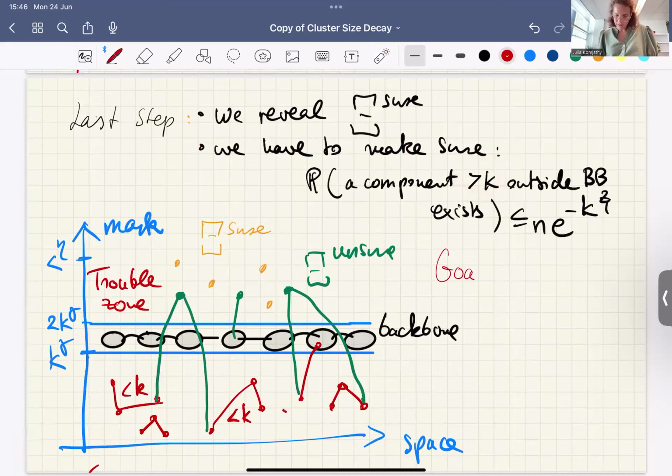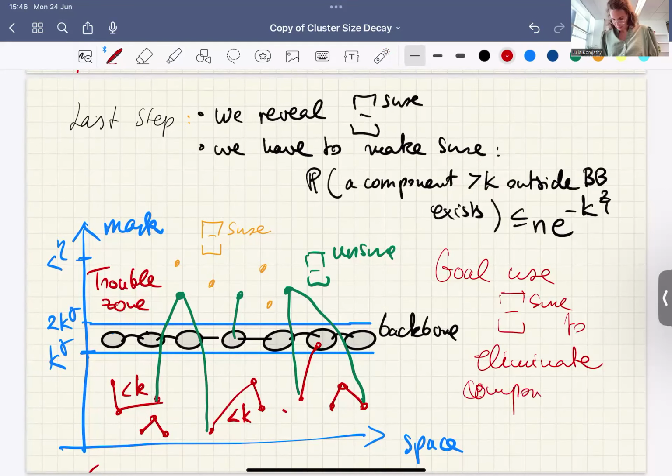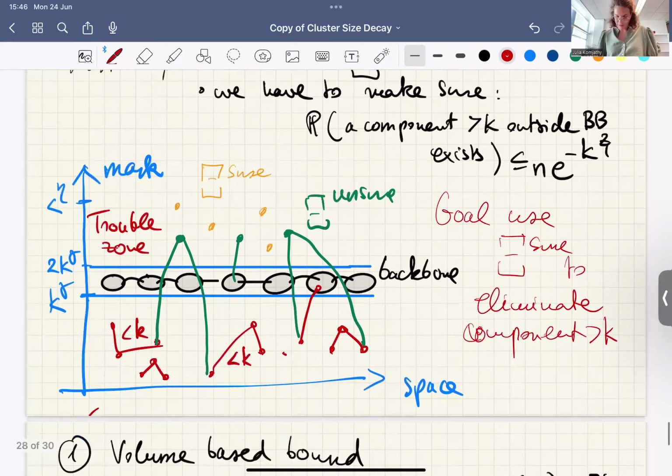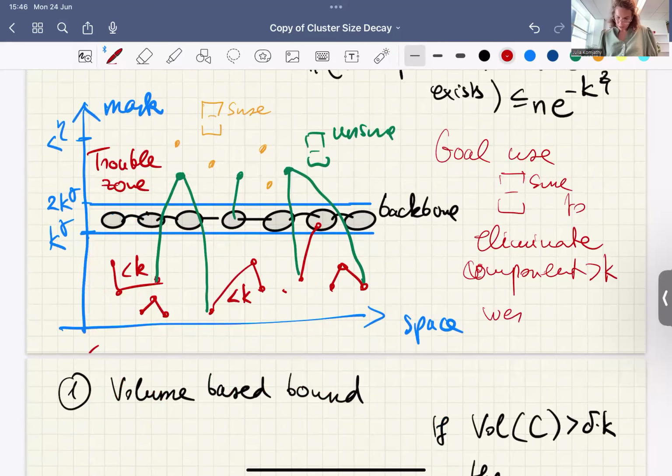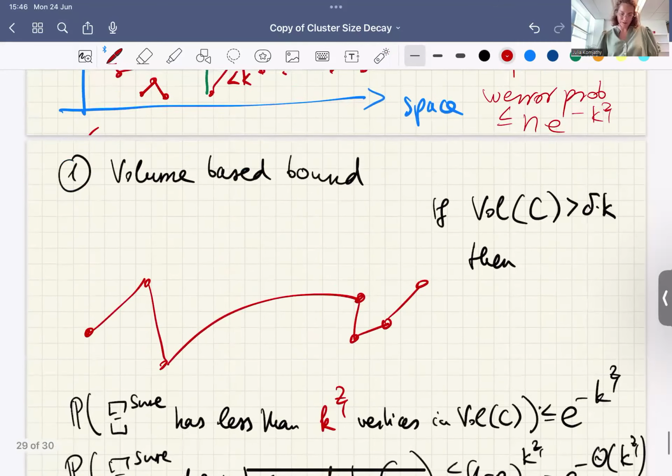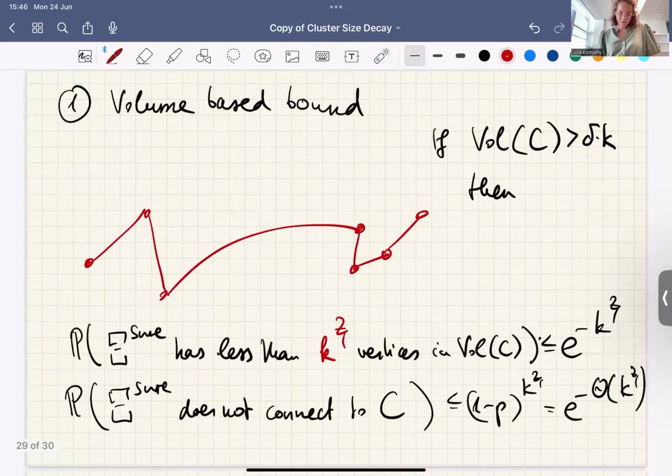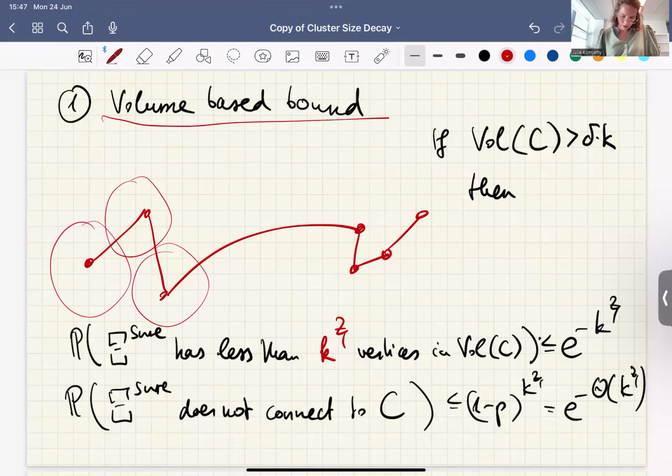So goal: use the sure vertices to eliminate components larger than k, but not the backbone, with error probability less than n times e to the minus k to the zeta. And I'm over time, so I'm just gonna give a little bit of an idea how we do this. So if we look at the component, we're gonna use a volume-based bound.